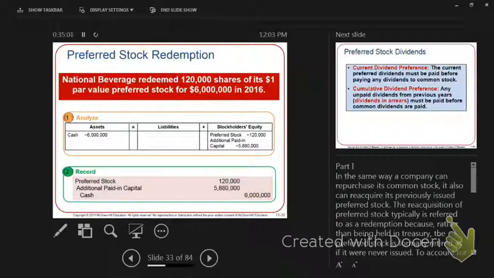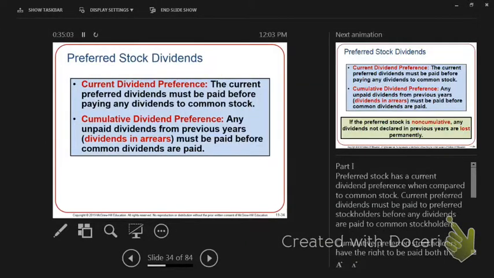So let's talk about the dividends. That is the big change. There are two types of dividends for preferred stock: current preferred dividends and cumulative preferred dividends. Current dividends mean that every year a company pays dividends, you get one, and you get it before the common stock. That's just common sense.